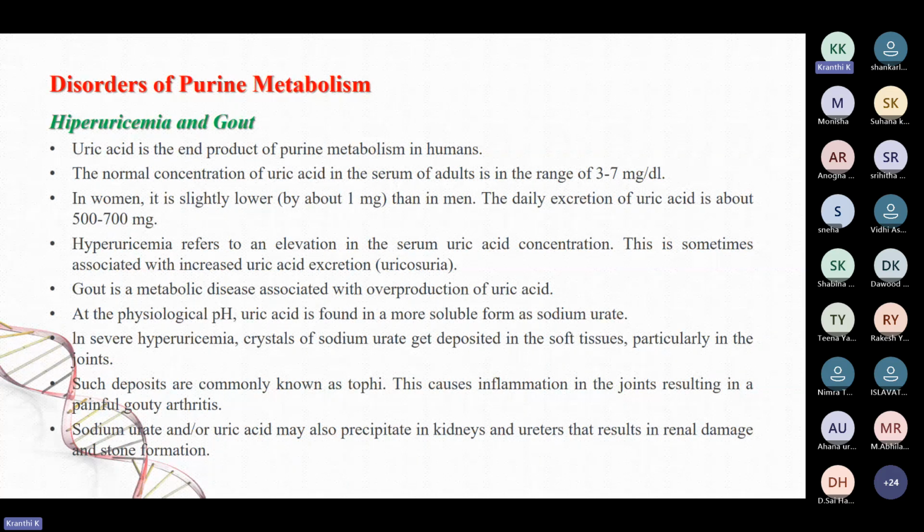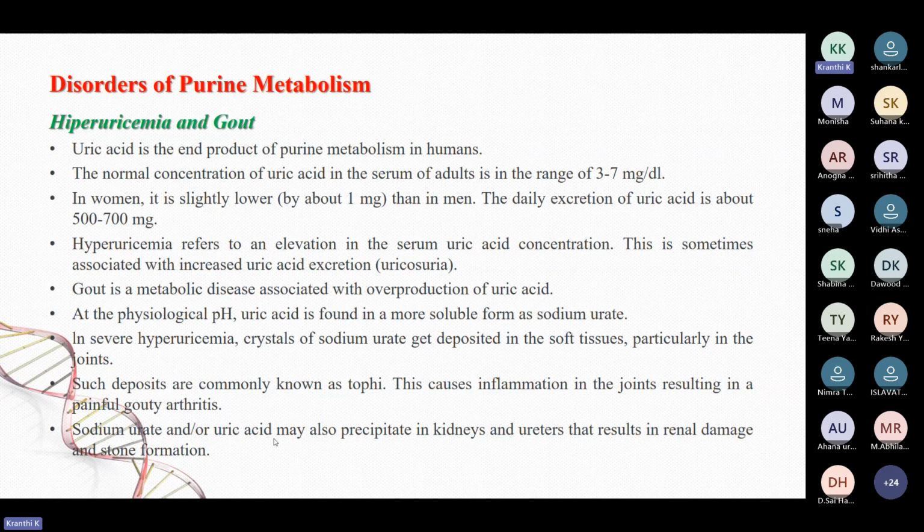When it is in soluble form, what happens? It will get easily excreted. If it is in insoluble form, then that is a problem. In severe hyperuricemia, crystals of sodium urate get deposited in the soft tissues, particularly in the joints. When the uric acid levels are high, it combines with the sodium in the extracellular fluid and is deposited in the soft tissues, particularly the joints. Such deposits are commonly known as tophi.